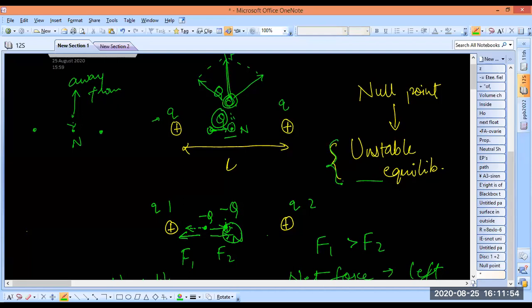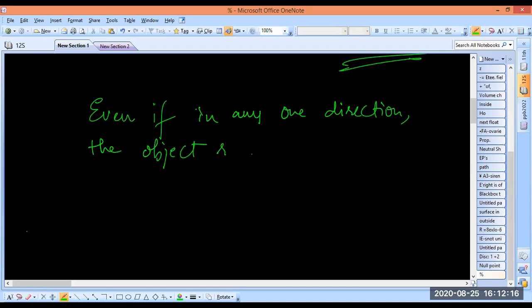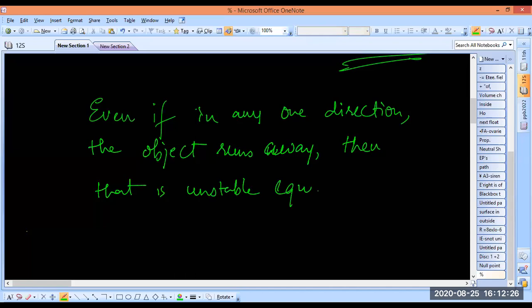Unstable equilibrium means even if in any one direction the object runs away, right, then that is unstable. Okay, then that is unstable equilibrium. All right. So that's why it's not going to be stable.